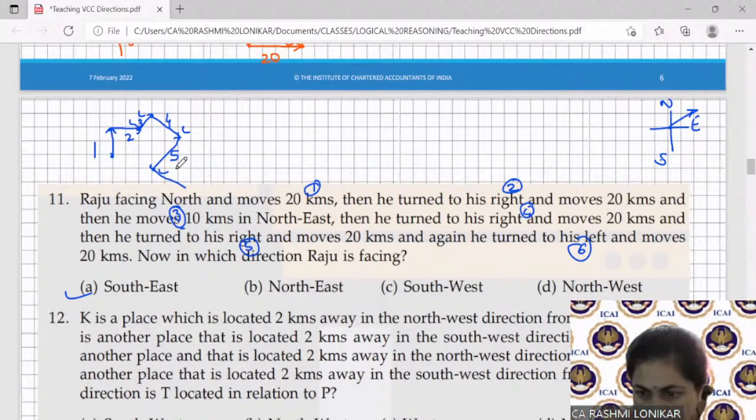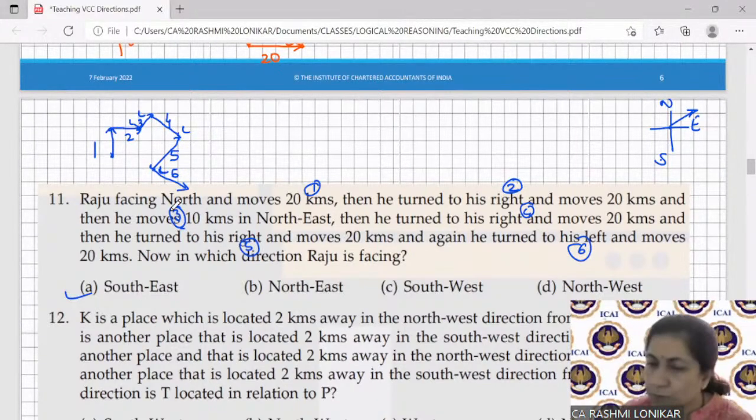So this is his sixth point. This was his left, so he's moving here. Which direction is this? This is the southeast. Clear? Hope you've understood the sum.